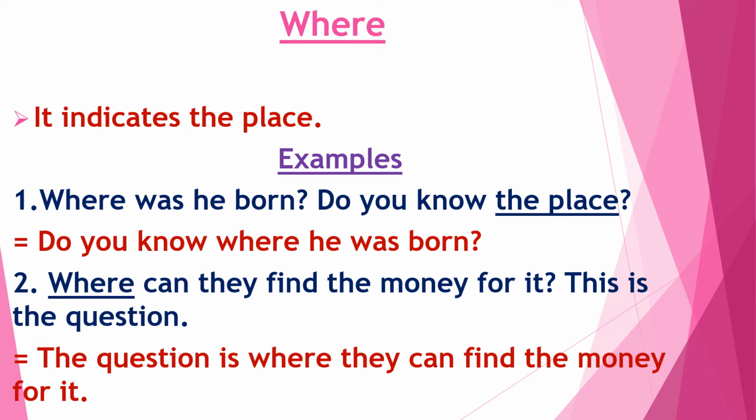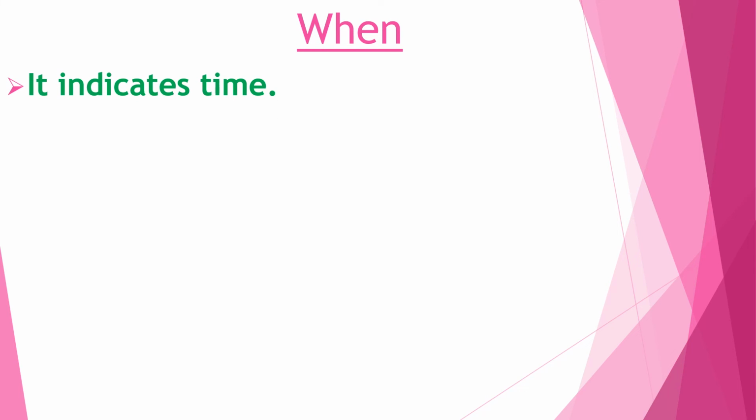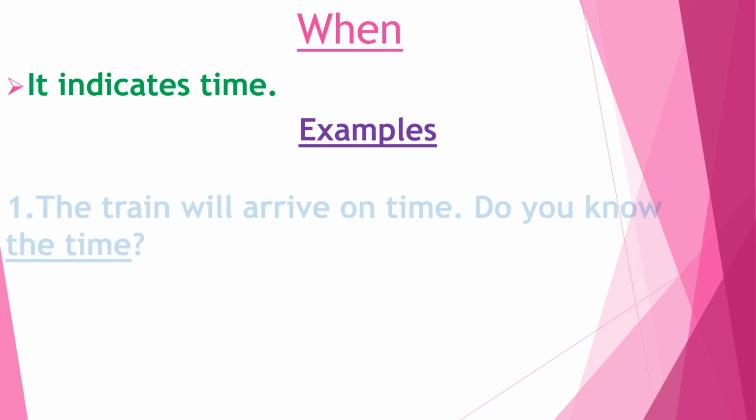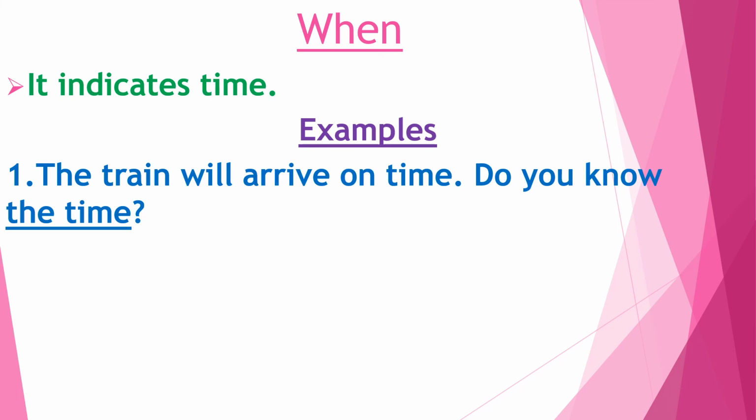Now see the next joining word, when. It indicates time. Remember, generally you will find the time, the what, the time. If you find the what, the time, you can join the two sentences using when. Now see some examples. The first example, the train will arrive on time. Do you know the time? Okay, look at the second sentence. Here we find the word time. So we can join these two sentences using when.